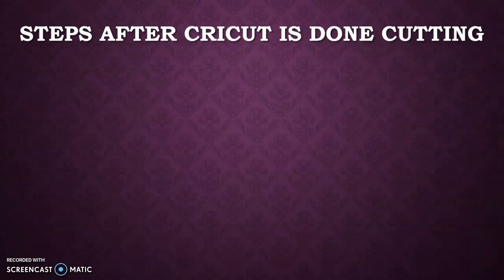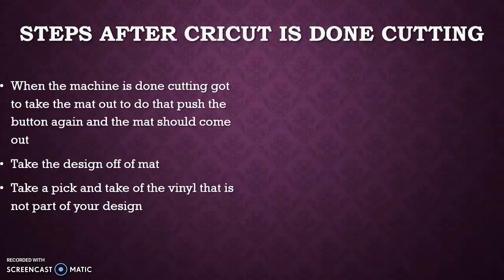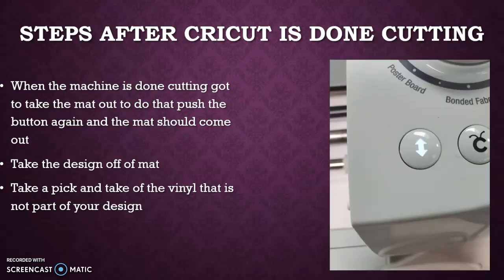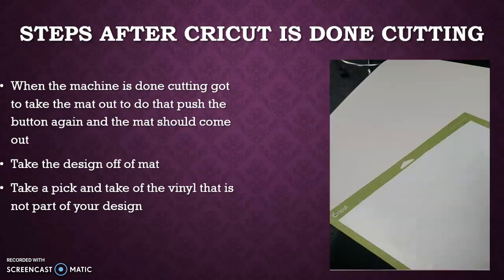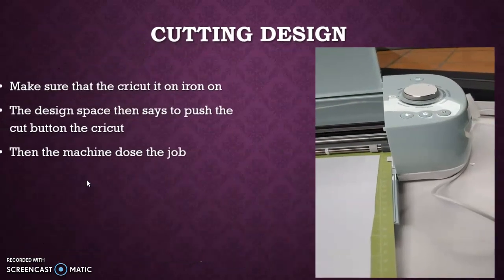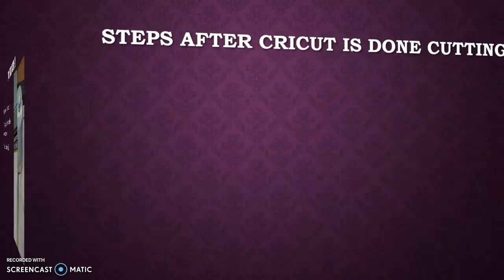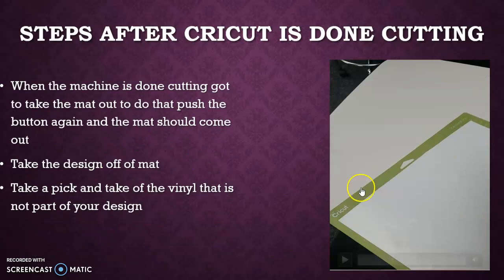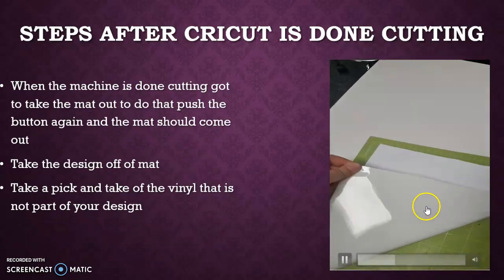The steps after the Cricut is done. When the machine is done cutting, you take the mat out. You do that by pushing the same button you did to push it in, and the mat should come out of the machine. After that, take your design off your mat.